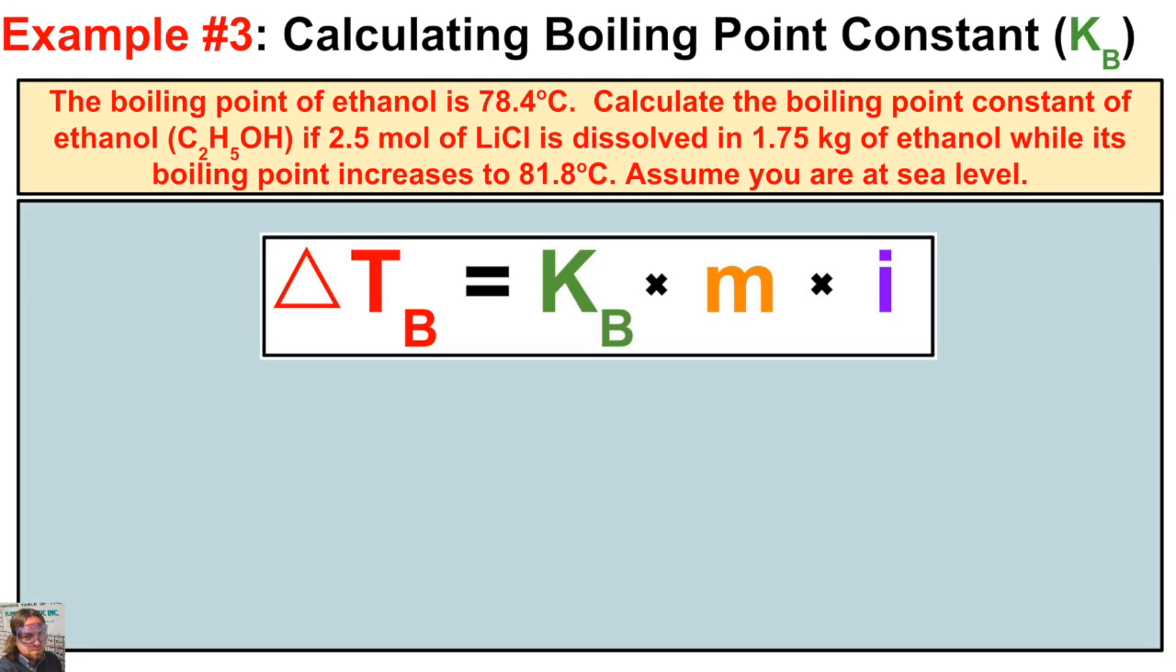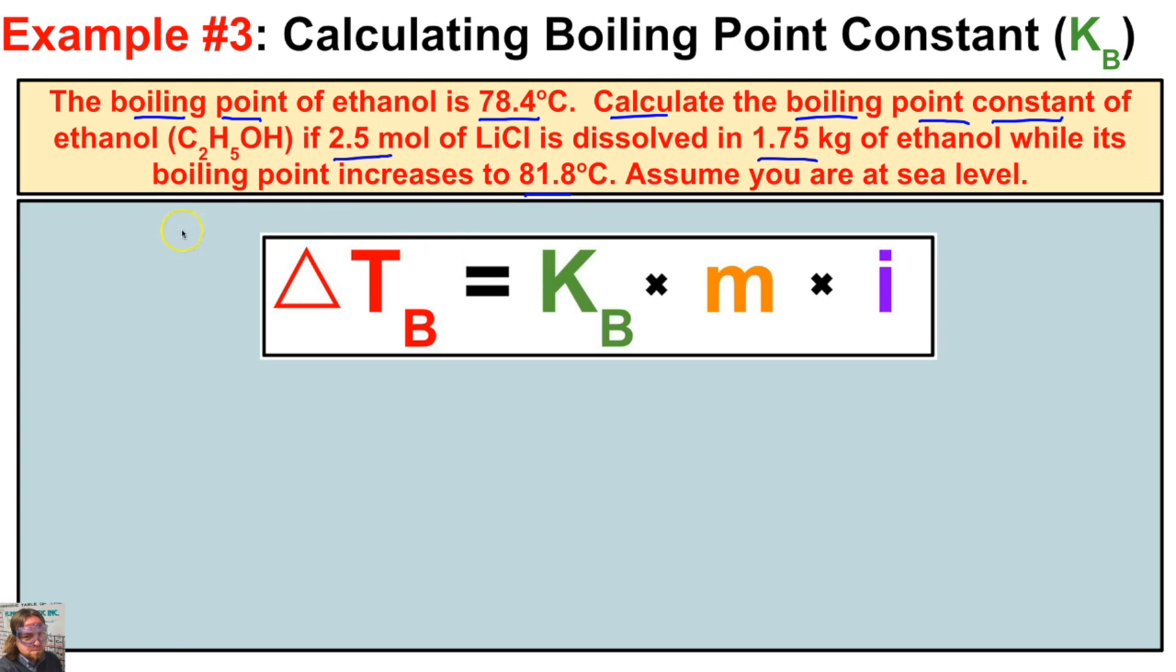In this third example, it says the boiling point of ethanol is 78.4 degrees Celsius. We need to calculate the boiling point constant. So we're trying to find Kb, or the boiling point constant of ethanol, if 2.5 moles of lithium chloride is dissolved in 1.75 kilograms of ethanol, while its boiling point increases to this right here. We're going to assume that we're at sea level.